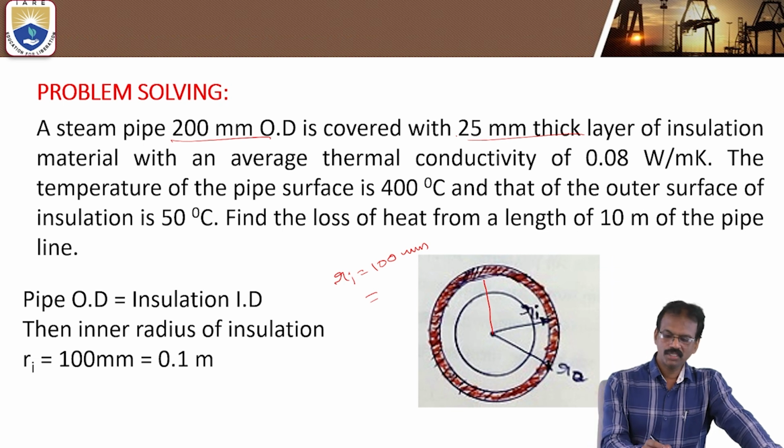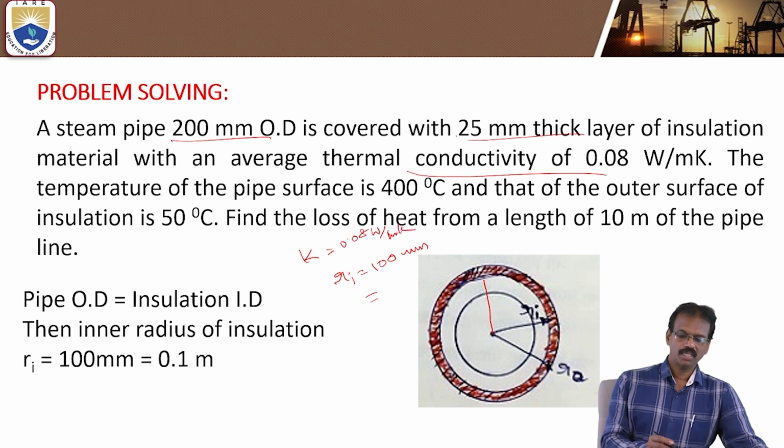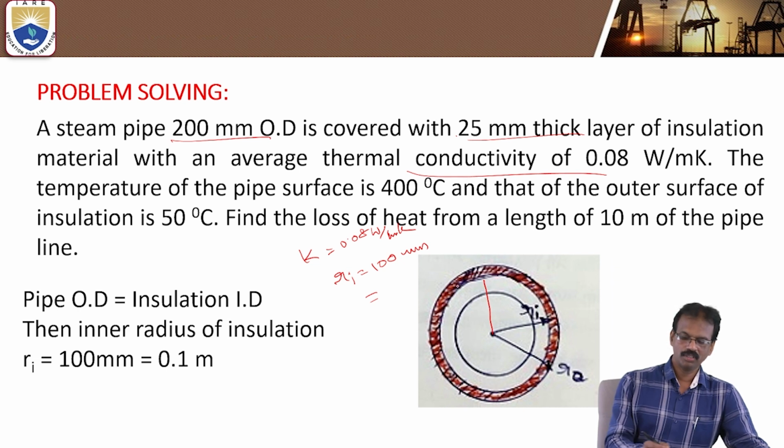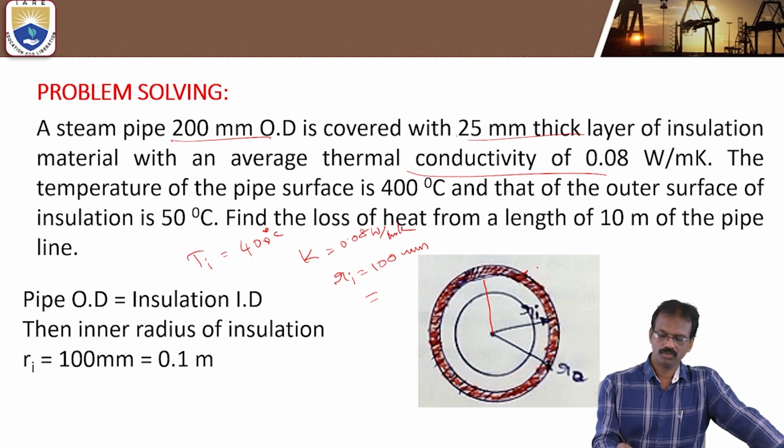Next, the average thermal conductivity of the insulating material is also given. That K for the insulating material is 0.08 watts per meter Kelvin. The temperature of the outer pipe surface is given, so you can take that as T_i, which is equal to 400 degrees Celsius. Similarly, for the outer surface of the insulation, you can take T naught, and T naught is equal to 50 degrees Celsius.